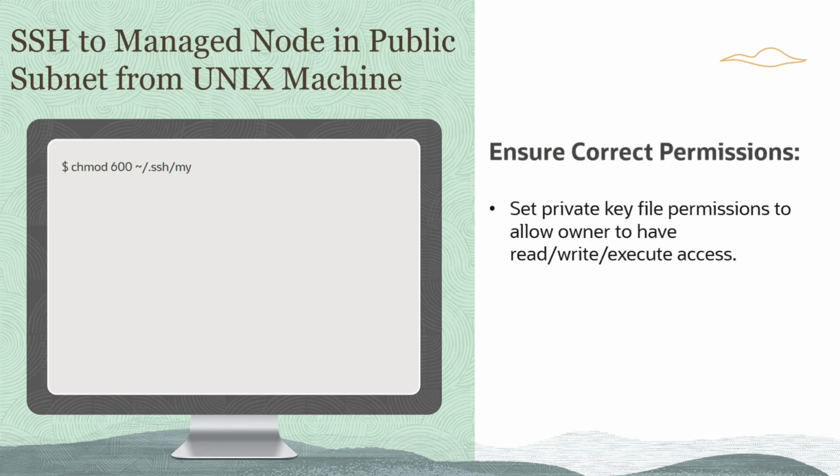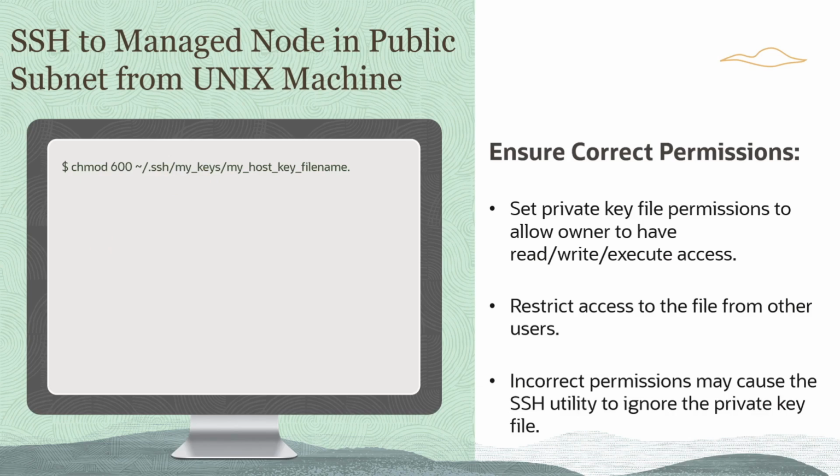In ensuring a secure SSH setup, remember that permissions on your private key file play a crucial role. You must have read, write, and execute access. But it is equally important to prevent other users from accessing the file. To set the right permission, you can use a command like chmod 600 and include the path to your private key. This ensures that only the owner of the file has the necessary permission, keeping it confidential. It is worth noting that if permissions are not set correctly and the private key becomes accessible to other users, the SSH utility will simply ignore the private key file.